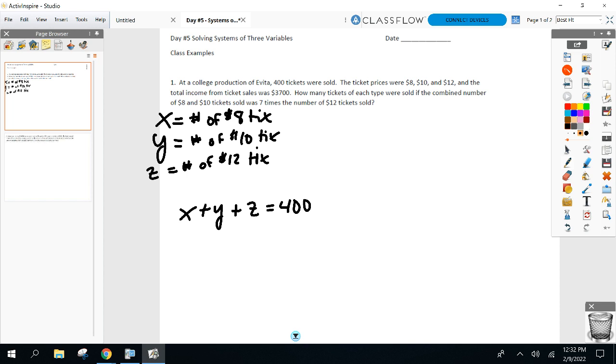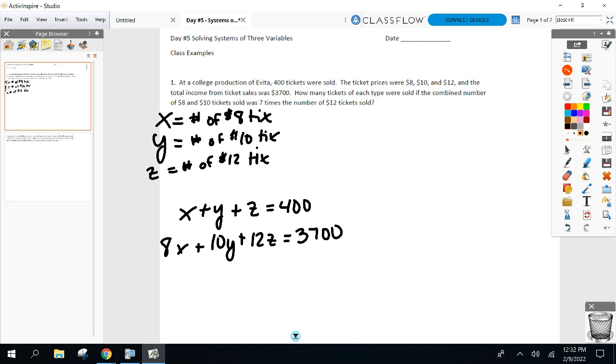Equation two, not a shock either. The money stays with the money. How much money did I make? 3,700. So instead of just putting X, what do you want me to put with it? 8X plus 10Y plus 12Z now equals 3,700. I don't think that's too bad because it's basically like we've done.